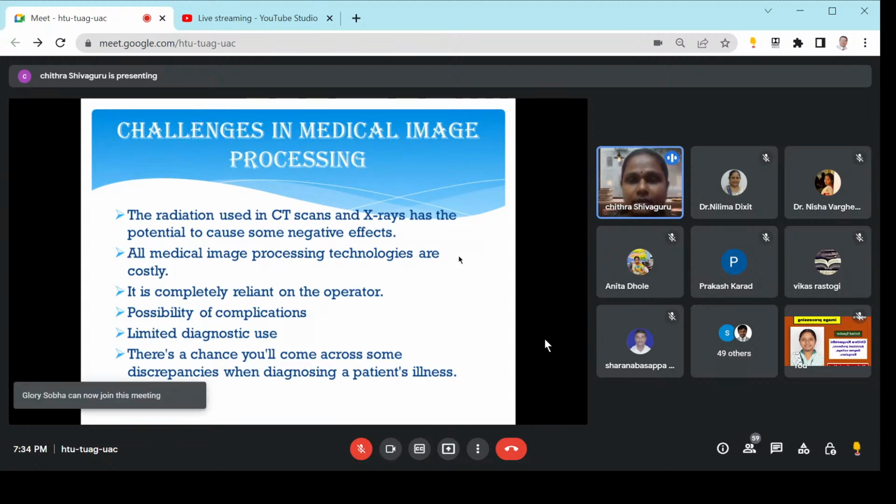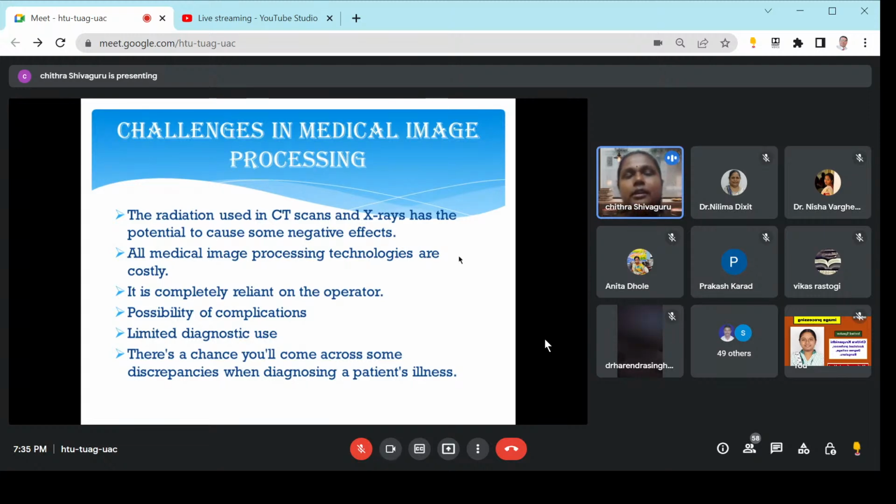There are limits in the diagnosis, and you may come across some discrepancies when diagnosing a patient's illness. It is not giving 100% accuracy in all the classification done by the software developers. There is a chance of a lag in the result accuracy also.